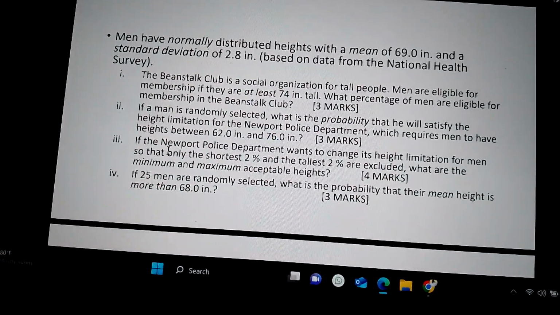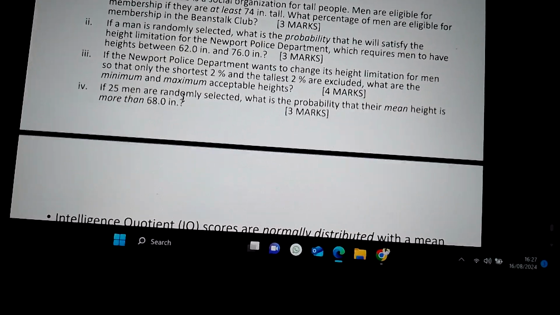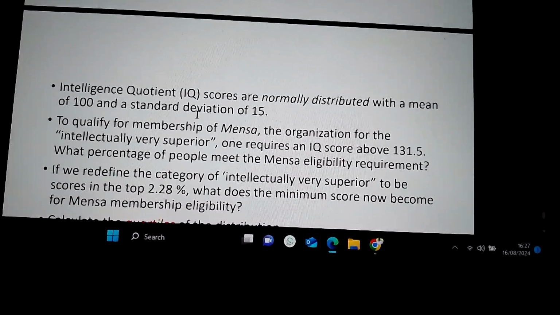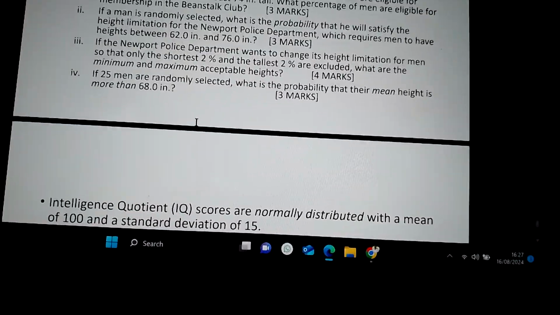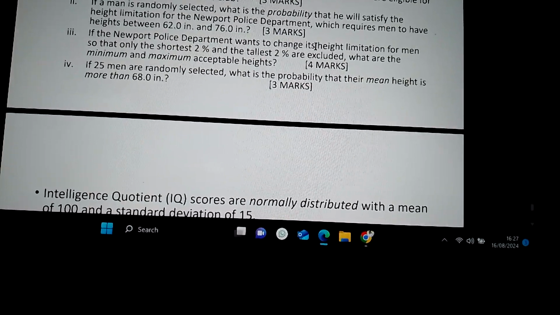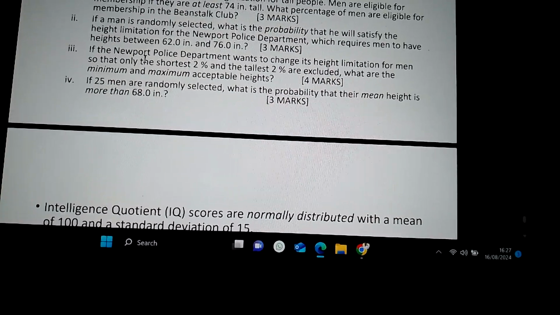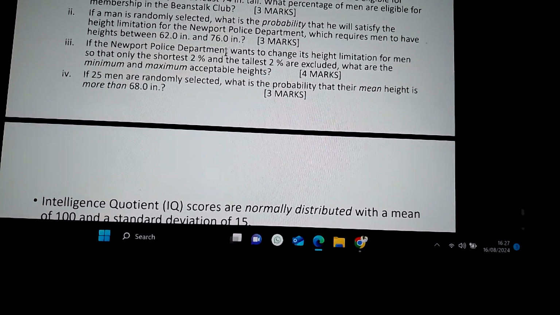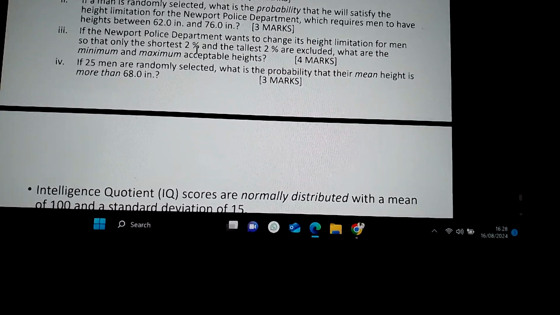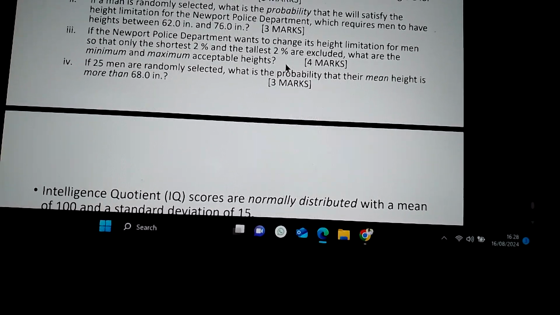These are all questions that are basically in the same category. There is also this question here, which I think we thoroughly solved in class. Basically all of them take the same approach. But I think we can solve this one because it looks a little different from the rest. It says that if the Newport Police Department wants to change the height limitation so that only the shortest 2% and the tallest 2% are excluded, what are the maximum and acceptable height ranges?